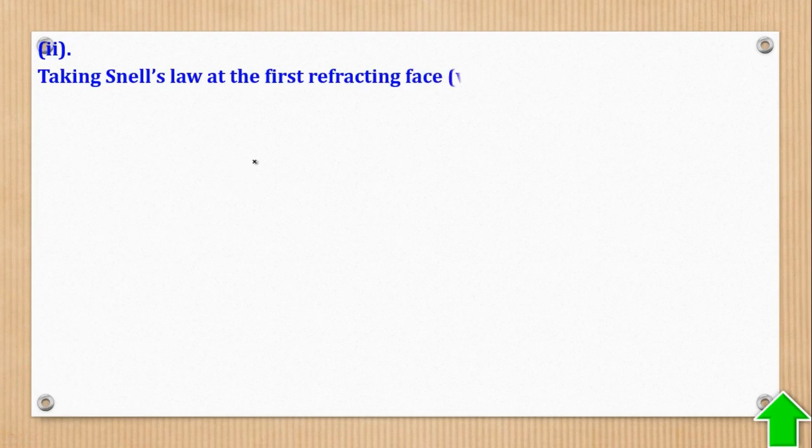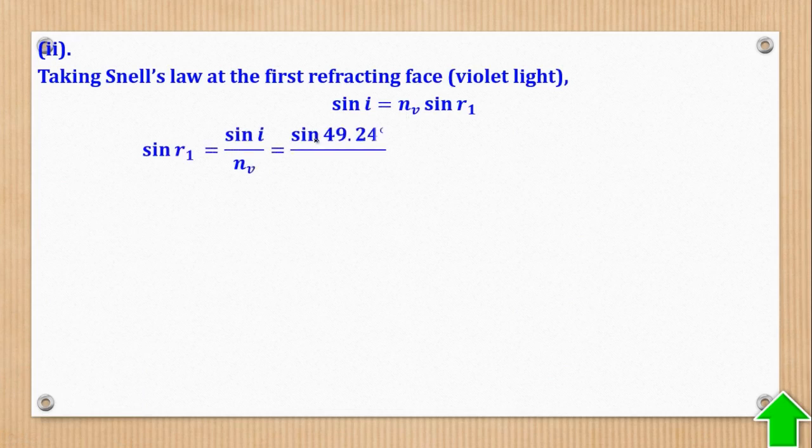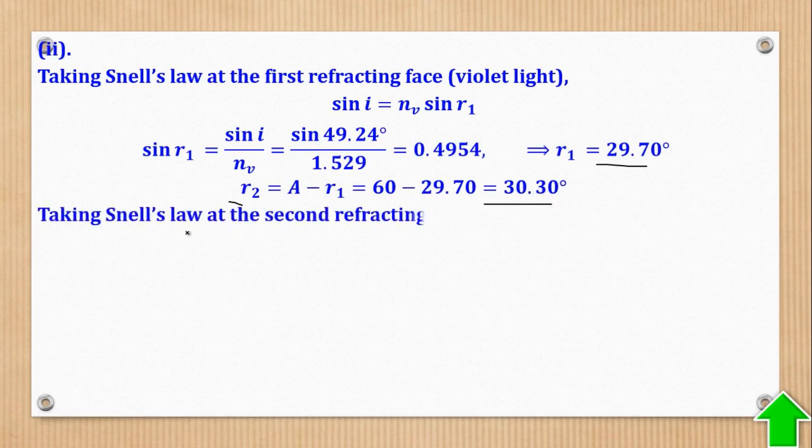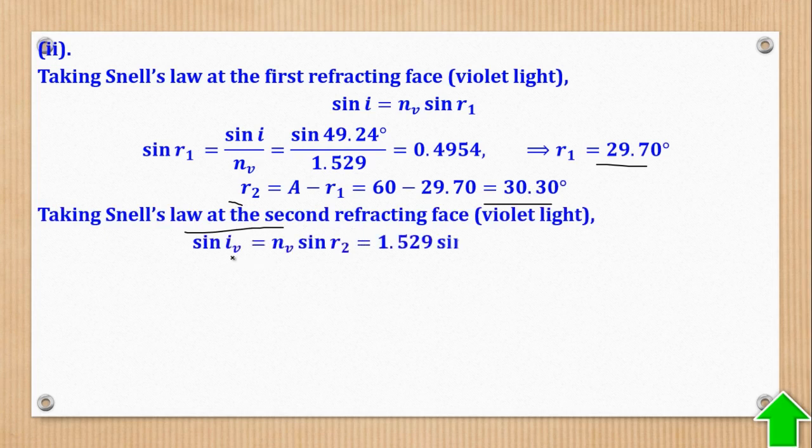So taking Snell's law at the first refracting surface of violet light, we shall come up with that. Then we substitute and get the value of R1 as 29.7. R2 by geometry will be 30.3. And therefore taking Snell's law at the second refracting surface for violet light will give you this, meaning I_V is that. And that's the value they wanted.